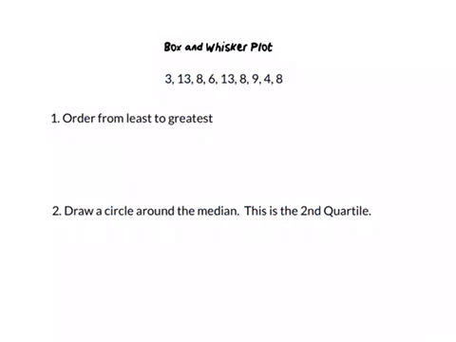In creating a box and whisker plot, there are several steps. The first is to order your data from least to greatest. So I see that I have a 3, 4, a 6, and now I have several 8s. In fact, I have 1, 2, 3 8s, a 9, and 2 13s.